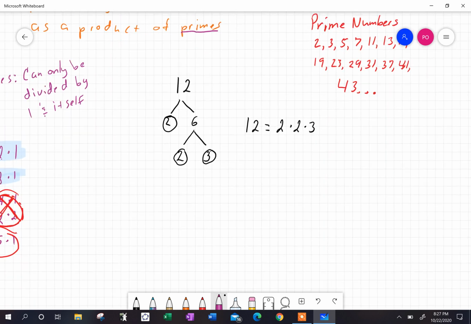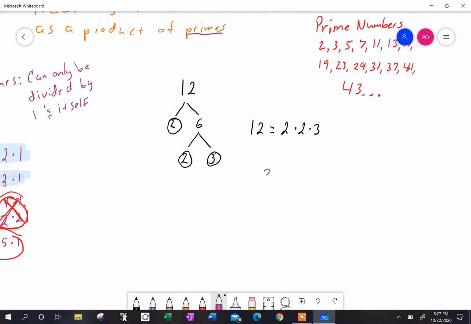Now, if I were to do a bigger number, let's say 30, how about 30? I might say, well, I know it's 3 times 10. And then 10 is 2 times 5. And these are all primes. So 30 is 2 times 3 times 5.